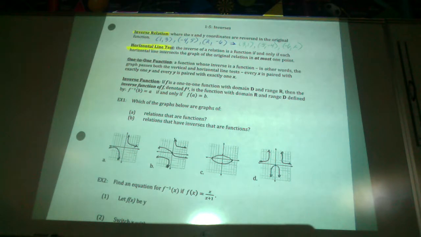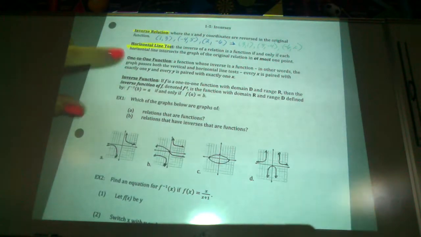Every relation has an inverse. Not every inverse is a function, just like not every relation is a function. You can have a relation that's not a function, but its inverse is a function. You can have a relation that's a function, but its inverse is not a function. So, we'll get more into that in a minute.